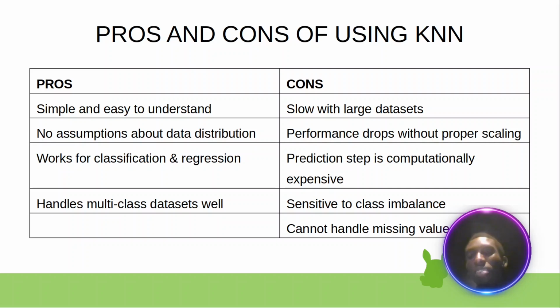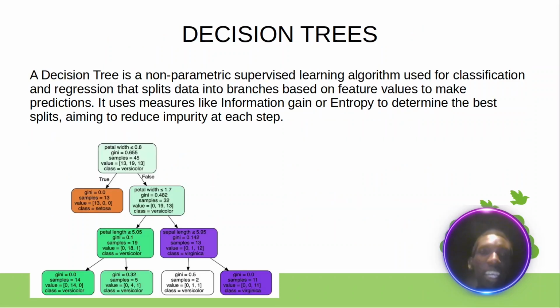Then it is sensitive to class imbalance, so like I'm saying about the height. Then it can't handle any missing value. So during our EDA, we have to make sure we don't have any missing value. For our case, at least, we have the iris dataset, which is balanced and has no missing values, basically. Then next we go into decision trees.